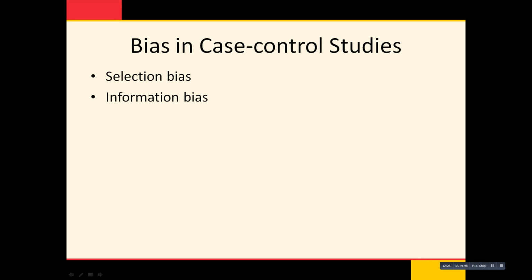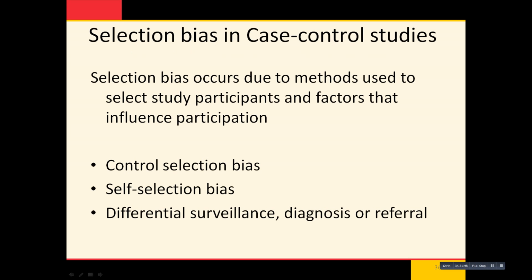Similar to cohort studies, there are two types of bias, selection bias and information bias, and several different types of bias within each of those main categories. Selection bias, again, occurs due to methods used to select study participants and factors that influence participation. There are different selection biases in case control than in cohort. In the case control, we have control selection bias, self-selection bias, and differential surveillance, diagnosis, or referral. So three types of selection bias in case control studies.